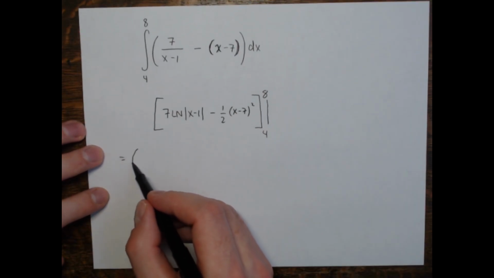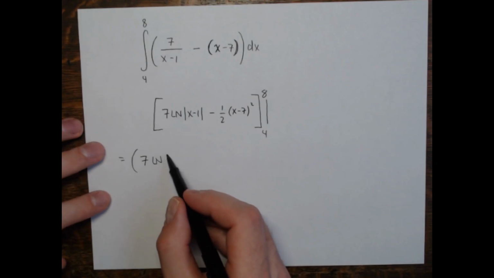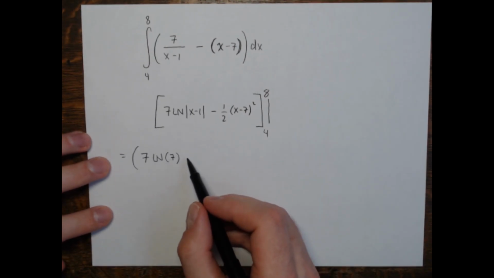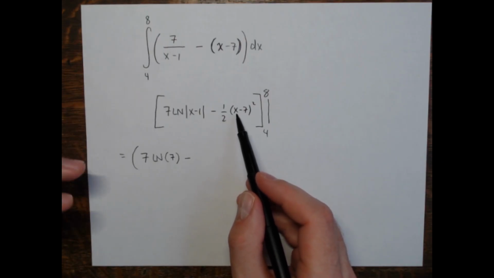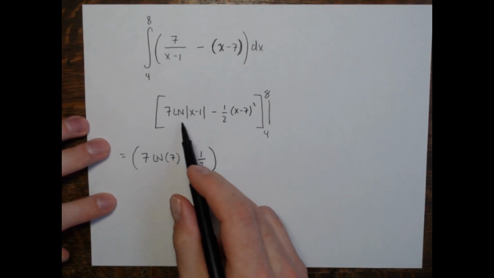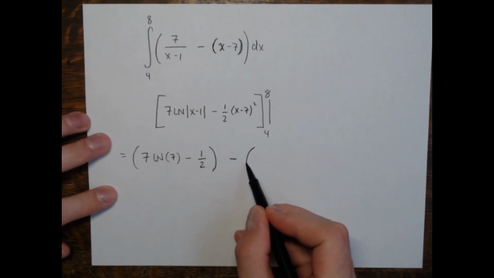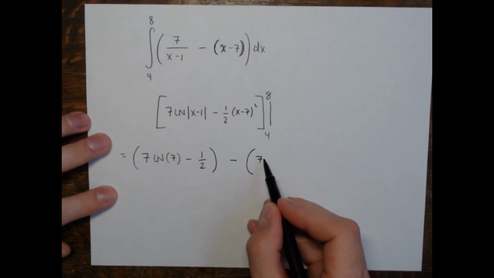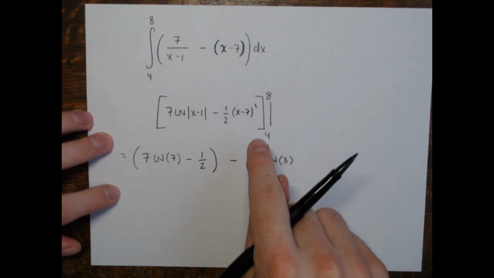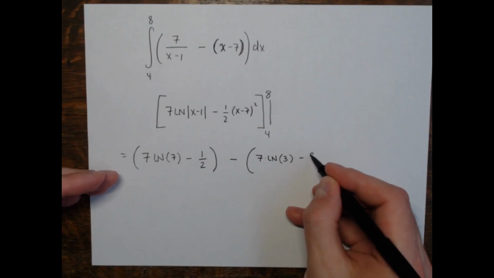So I plug in 8 first. This would be 7 times the natural log of the absolute value of 7, which is just 7, so there's no need for absolute value around that. Then minus a half, because 8 minus 7 would be 1 squared is 1, so there's minus a half there. So there's the value of this antiderivative at 8. Then we're taking away the value of this thing at 4, which would be 7 times the natural log of the absolute value of 3, but that's just 3. And then 4 minus 7 is negative 3, but squared is 9, so this would be minus 9 halves.